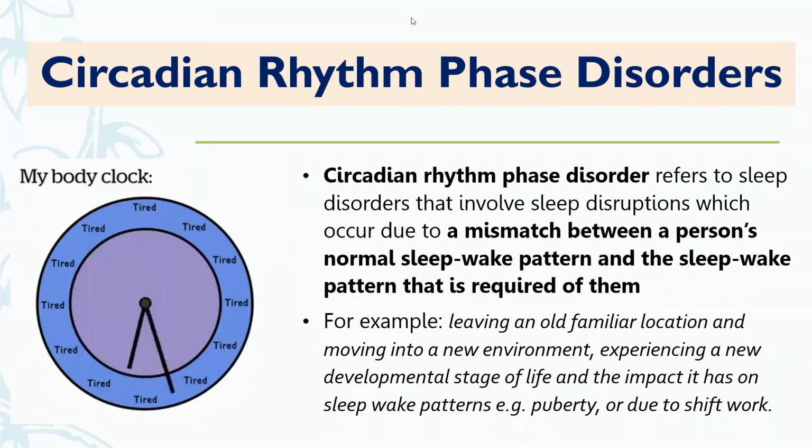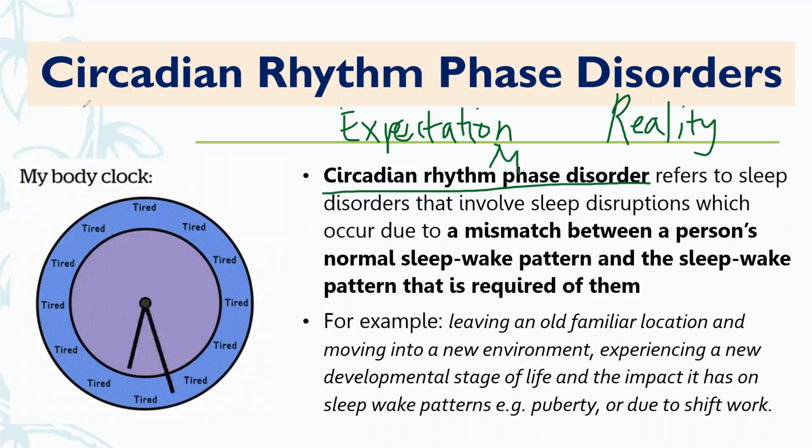In other words, circadian rhythm phase disorders is when there's a mismatch between the expectation, for example, that as a teenager you are expected to get 9 to 10 hours of sleep, and the actual reality, which is that most teenagers only get about 4 or 5 hours of sleep, realistically. Circadian rhythm phase disorders is talking about the mismatch between the expectation of what you are required to have, and the reality of how much you actually end up having.